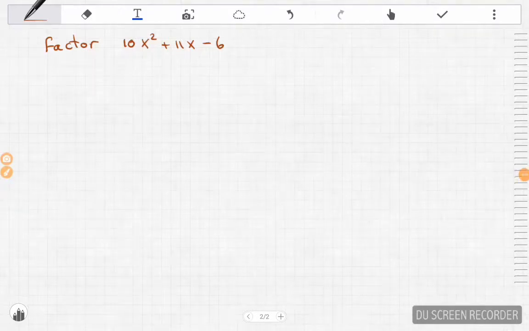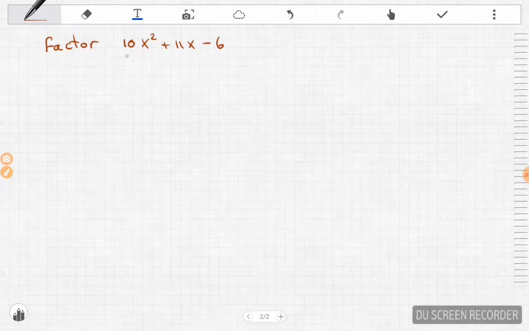Hello again, this is the second example for factoring. I have 10x squared plus 11x minus 6. My goal is to factor this beautiful trinomial. Again, our trick is to break down the 11x into two different terms. So instead of having three terms, I want to make this four terms and then factor by grouping.